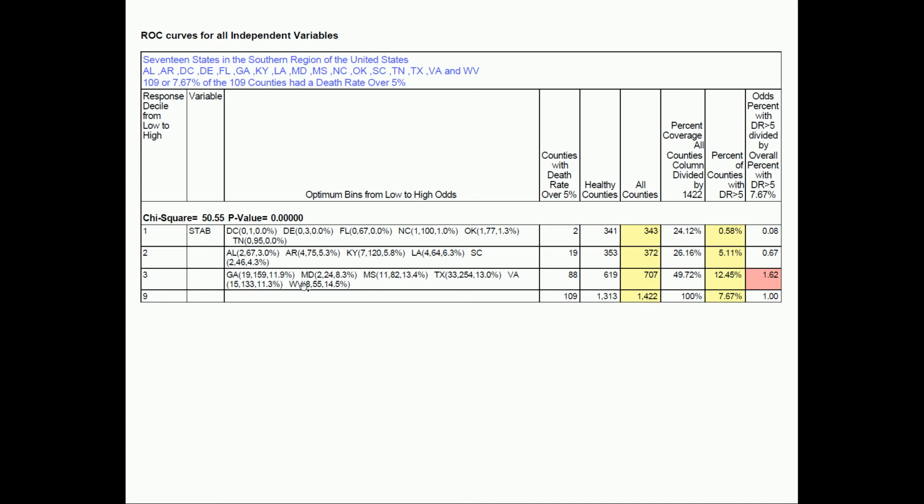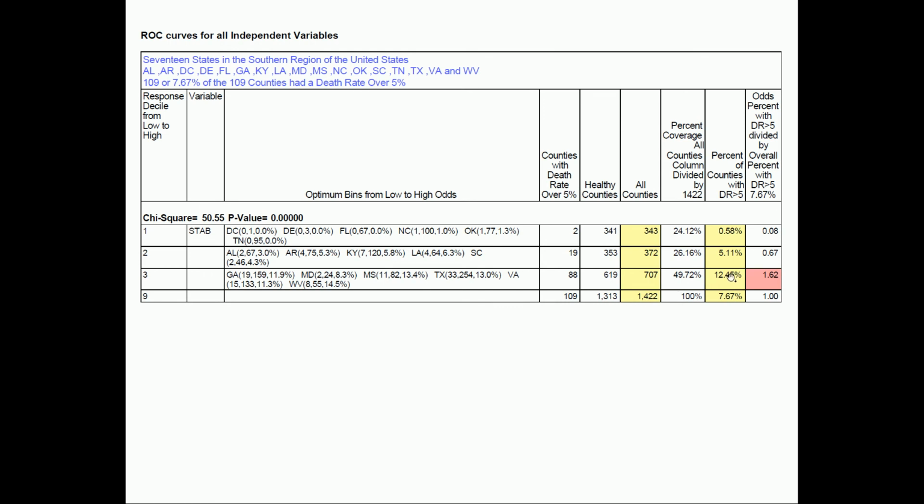West Virginia had the highest. It had 8 counties out of 55 with a death rate over 5%, or 14.5%. Now the total number of counties in this high area is 88. There are 619 healthy counties for a total of 707 counties in this high risk group. That's 49% of the 1422 counties available overall.